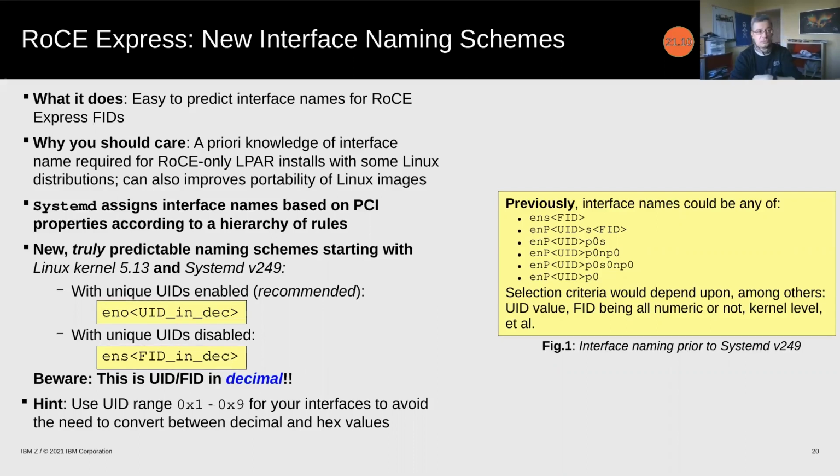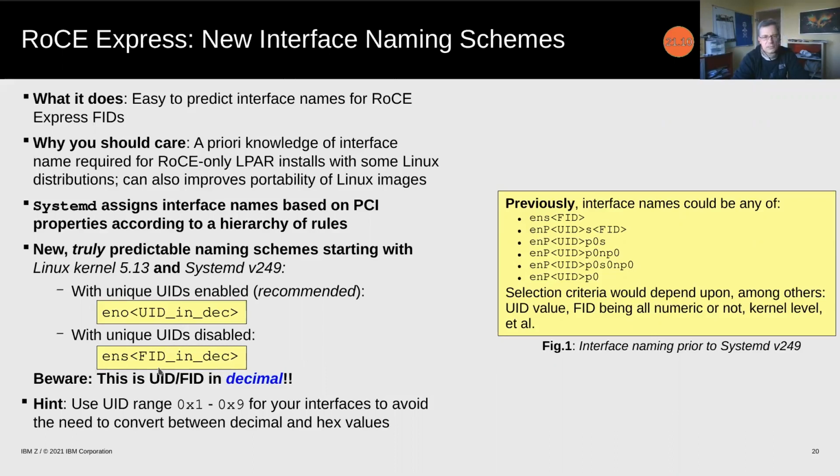Now, we're introducing a new scheme, which is pretty simple. So starting with Linux kernel 5.13 and systemd version 249, in case you have unique UIDs enabled, and that's what we strictly recommend to anybody running with RoCE Express adapters, your interface name will follow this convention where you're just using the UID in decimal. If you do not have unique UIDs enabled, if they are disabled, you will have this convention here where we're replacing the UID with the FID again in decimal.